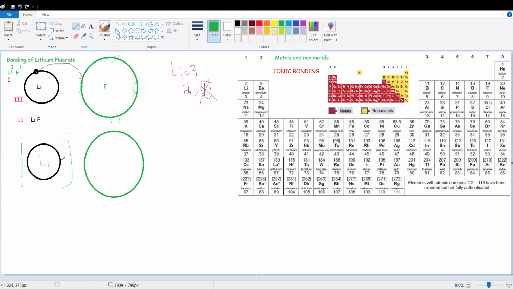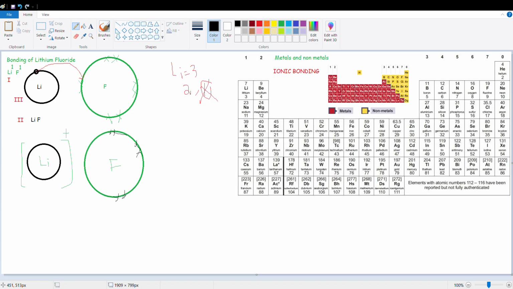When a metal loses an electron, it becomes plus. One electron loss, plus; two electron loss, two plus; three electron loss, three plus. And of course, when a non-metal gains an electron, and we have fluorine here, a non-metal, we say again 1, 2, 3, 4, which was exactly the same thing.